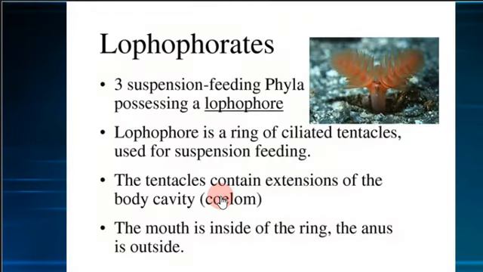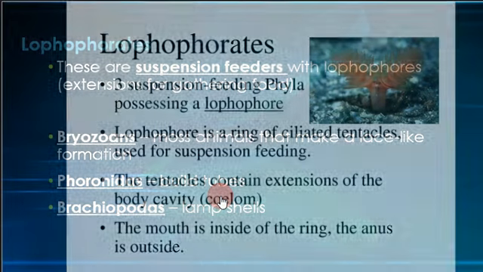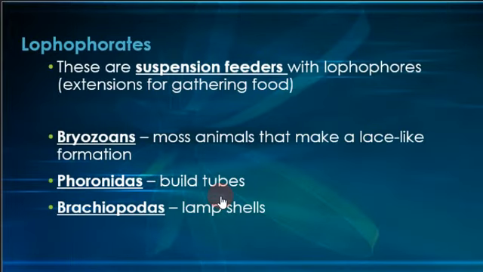The lophophorates have something called a lophophore, which is sending those little ciliated tentacles up there for suspension feeding. In other words, whatever's floating by, they will catch that and eat that. They're suspension feeders. The bryozoans are mossy animals that make a lace-like formation. The phoronids build tubes, and the brachiopods make little shells, actually.